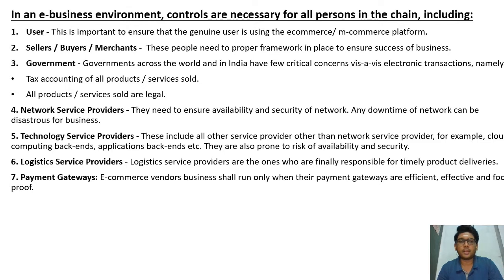Last is the payment gateway. E-commerce vendor businesses shall run only when their payment gateways are efficient, effective and foolproof. These are the 7 things. First is the user, next is the seller, the third is the government, fourth is the network service provider, technology service provider, logistics service provider and payment gateways.